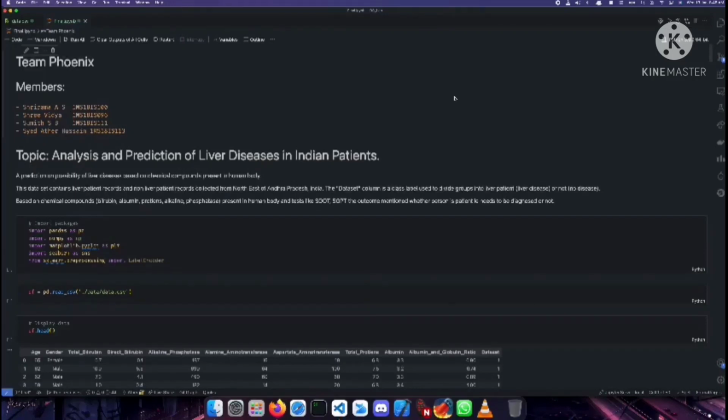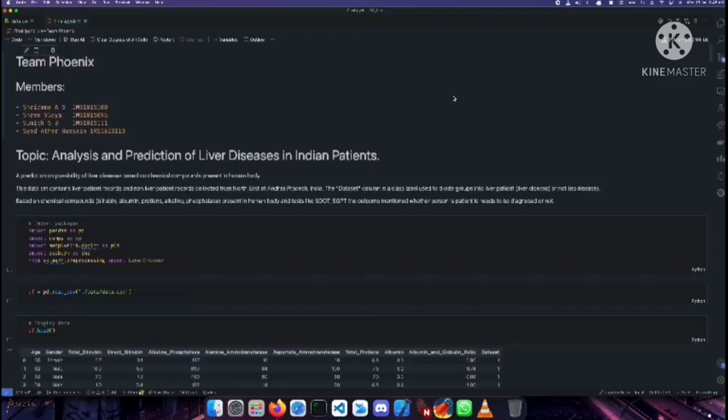Hello, we are Team Phoenix and here we are presenting analysis and prediction of liver diseases in Indian patients. This data set contains liver patient records and non-liver patient records collected from northeast of Andhra Pradesh, India. Our aim is to analyze the data and perform EDA on the dataset to obtain a clean dataset for training and prediction. We have used statistical analysis and hypothesis testing methods to determine the type of data we have obtained.